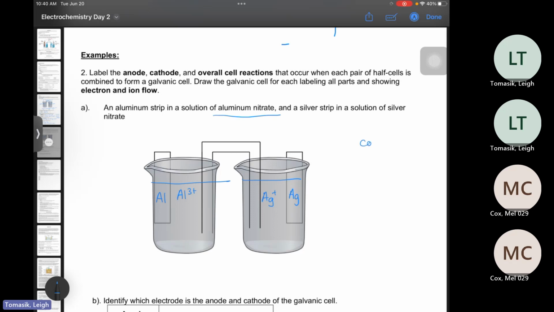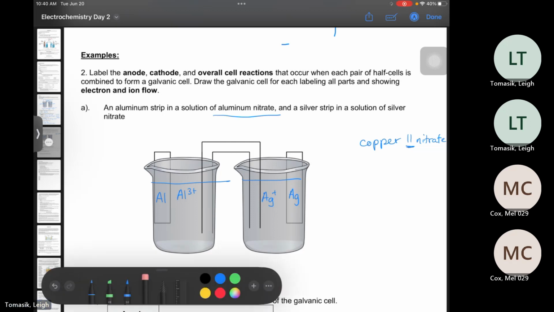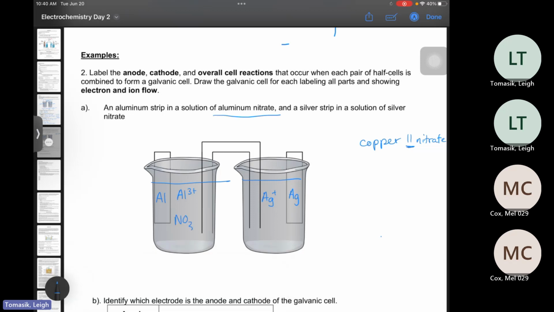So for example, if you have copper 2 nitrate, copper can be 1 or 2, but it tells us that in the solution, when it dissolves, it goes to 2. So I would know that the ion is copper 2. If it doesn't have the Roman numerals, you have to look it up on the periodic table. So it says aluminum nitrate, which means that the other ion is nitrate. And then it says silver nitrate, so I know that the other ion in the solution is also nitrate. So I tried to put the metal ions next to the metals, which makes it easier to show the ion flow later.